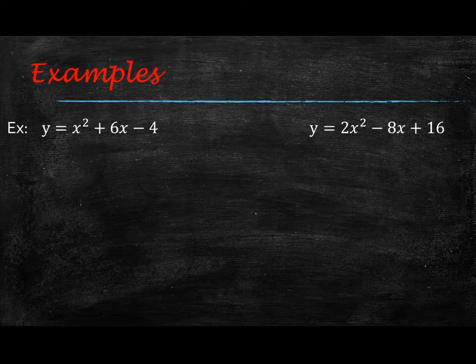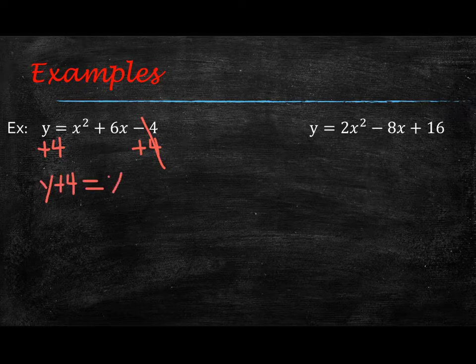In this first example, we have y equals x squared plus 6x minus 4. So your first step, you want to see and make sure your a value is 1. In this case, it is, so we can move to our second step. The second step is we're going to move our c value to the other side. So our c value is this negative 4, so I will add 4 to the other side with y so that I can start the process. So I have y plus 4 equals, and then I have x squared plus 6x.